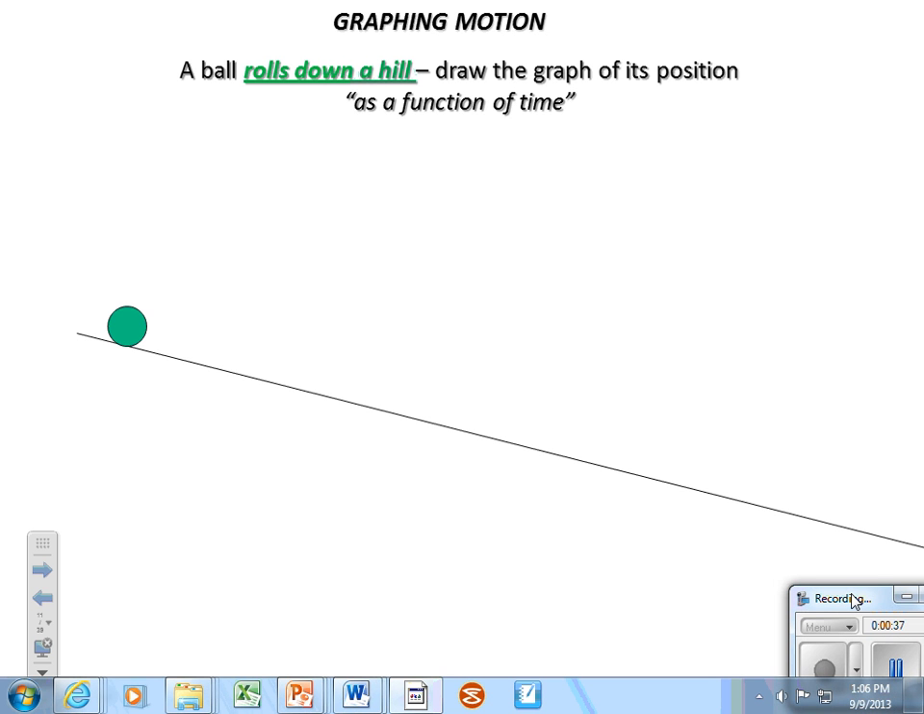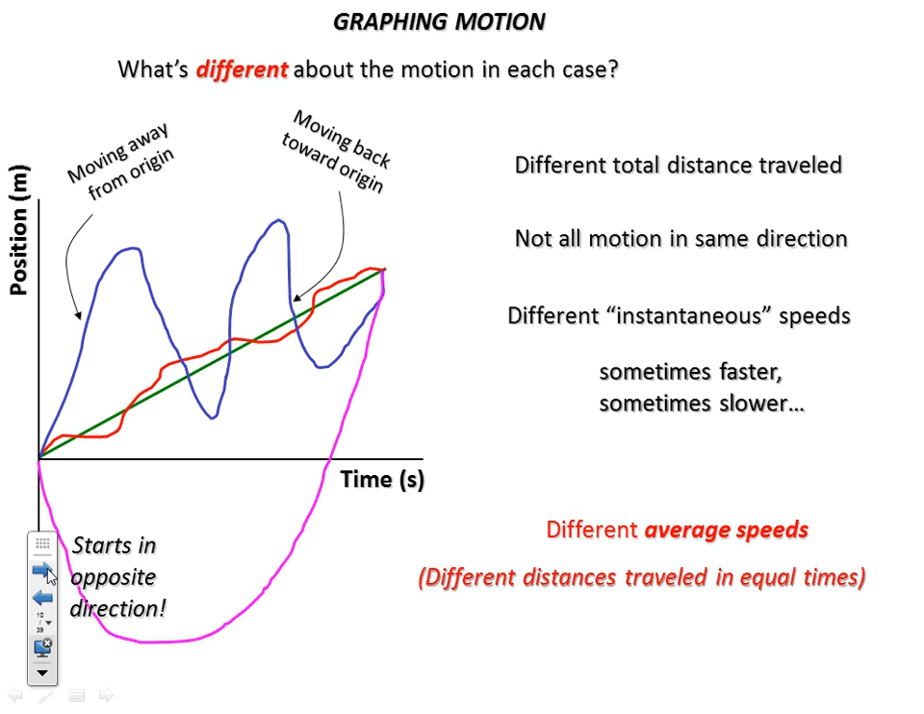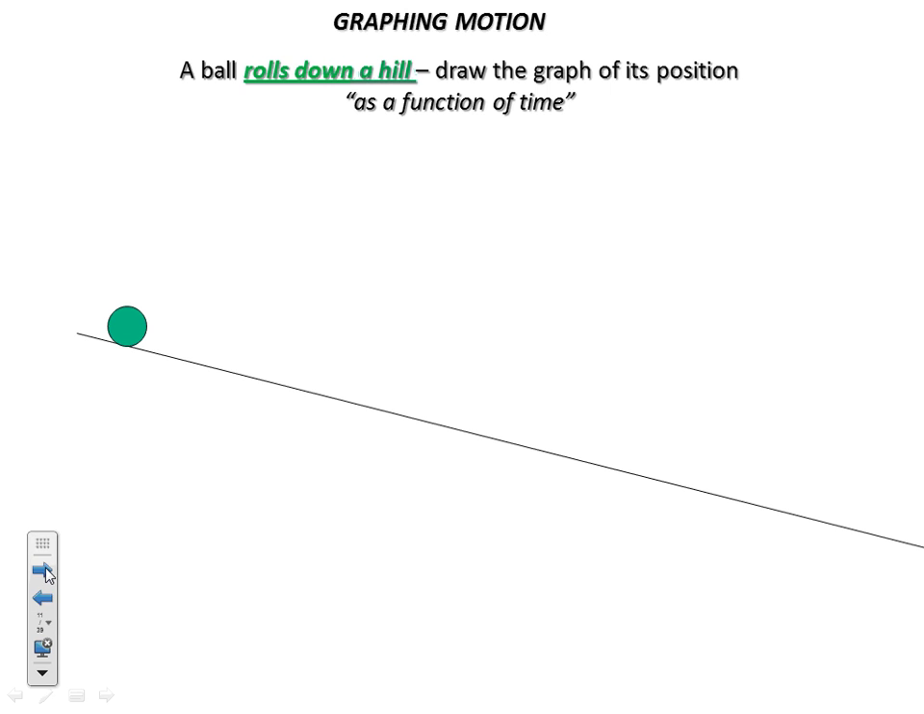Anyway, we should have, I sure hope, talked about these pages already, the last few before here. So we've been talking about position and time graphs and what you can tell from them. All right. Let's expand our discussion to a case like this. Ball rolls down a hill.